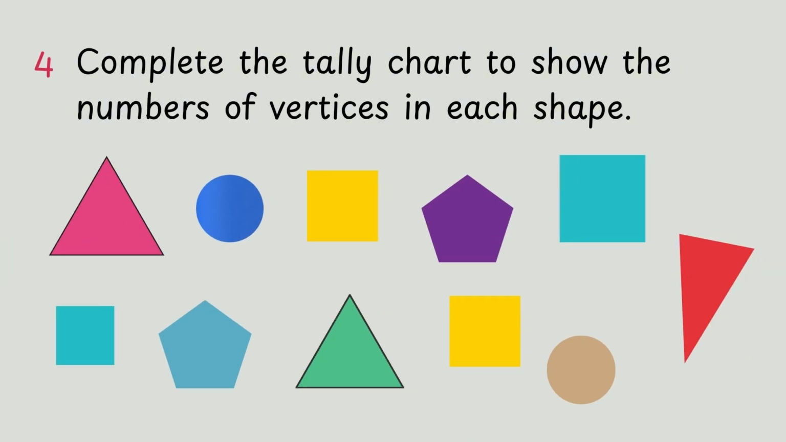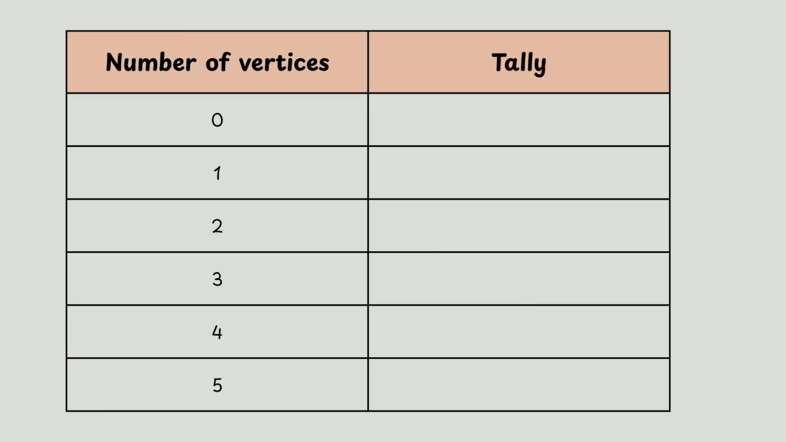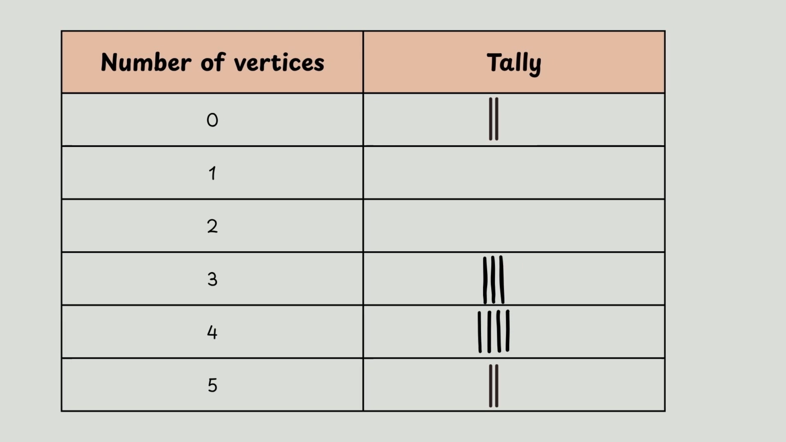Question 4. Complete the tally chart to show the numbers of vertices in each shape. So, number of vertices and tally. For 0 vertices, there is 2, and for 1 and 2 vertices, there is no shape, and for 3 vertices, there are 3, and for 4 vertices, there are 4, and for 5 vertices, there are 2.